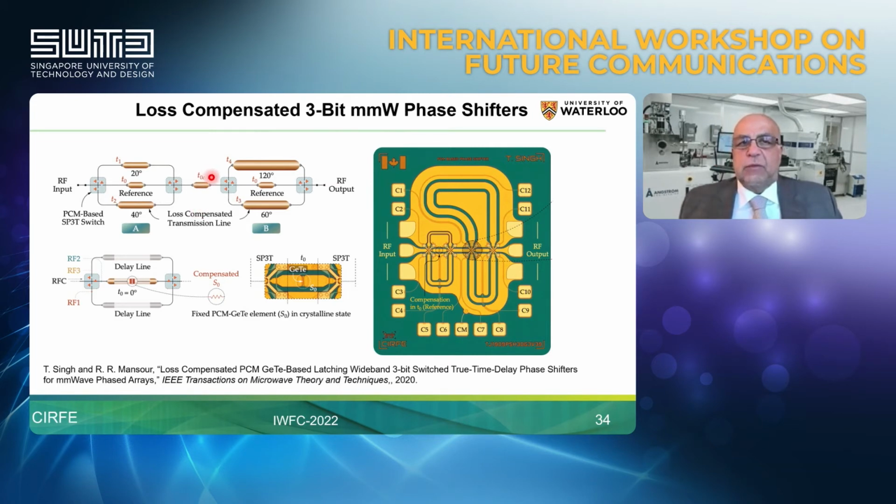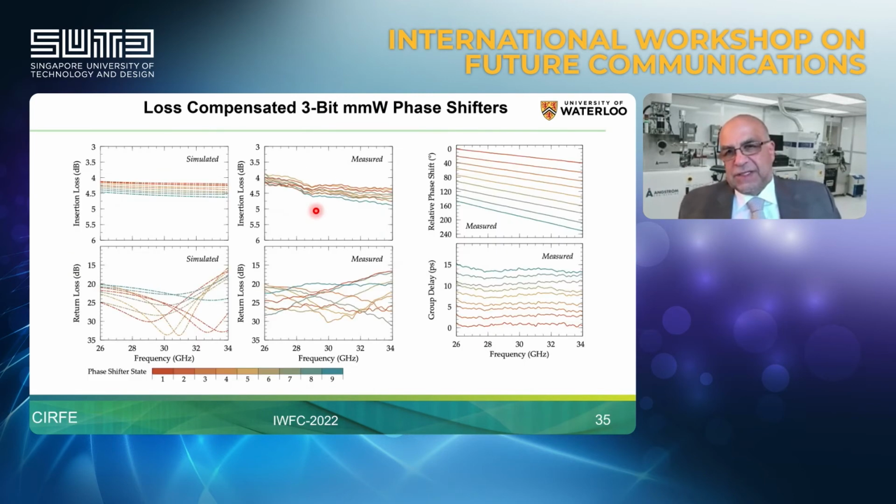So what we added here, we made use of the PCM. We added a PCM line here as well. So in case we go through the smallest phase, we add more loss just to maintain the loss across all the states. And you can see the results here. This is the simulated, this is the measured. This is mainly from 26 gigahertz up to 34 gigahertz. You can see insertion loss roughly from 4 to 4.5 dB.